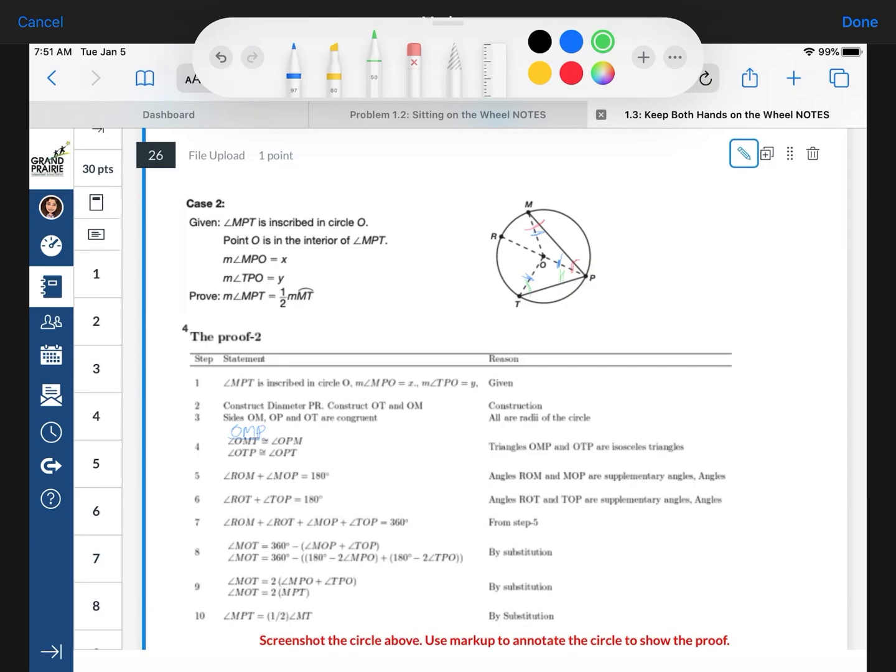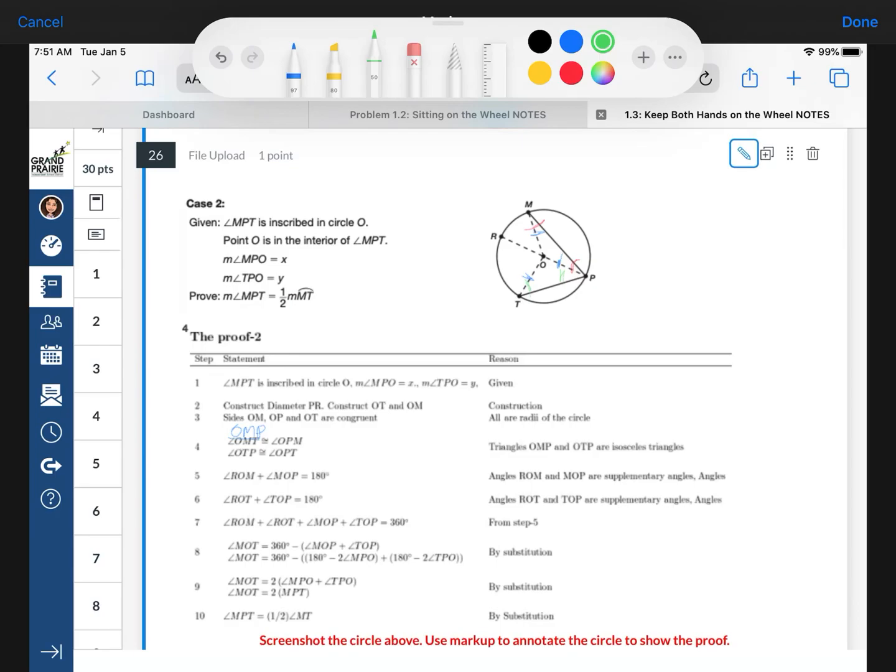Then the measure of angle MOT is equal to twice the measure of MPT, and this is because of the addition postulate. We can add those two angles, and the total is the inscribed angle MPT. Now, knowing that the central angle MOT is twice the inscribed angle MPT, we can say the opposite is true, that the inscribed angle MPT is half the measure of the arc MT, which is that last statement.